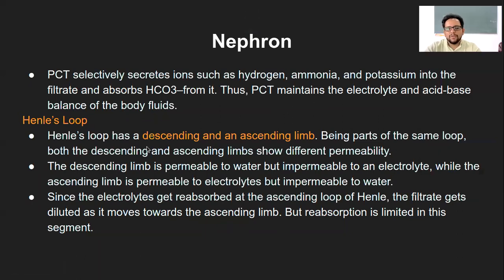Then the second portion that we had seen was the Henle's loop, where it had descending and ascending limb. Descending was the first part which is going down into the medulla, and it is permeable to water. That means water is allowed to go out and then it enters into the blood, but it is impermeable to electrolytes. That means the electrolytes or solutes are not allowed to pass through the descending limb. And the ascending limb is exactly opposite, where it is permeable to electrolytes, but it is not permeable to water.